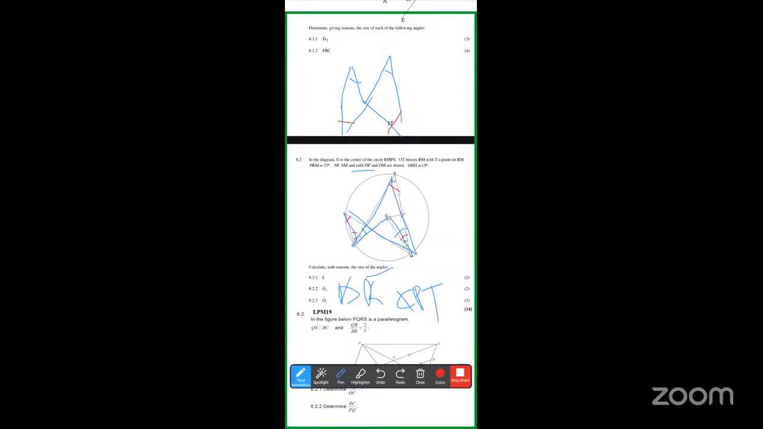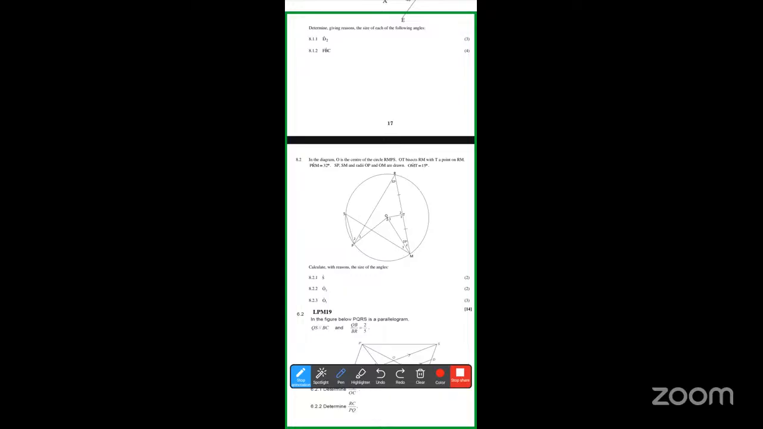Then, okay, we can go to P. There are no parallel lines. Scratch that out. T, there's no tangent. Okay, then we can just dive into the questions. Calculate with reasons the size of the angles.